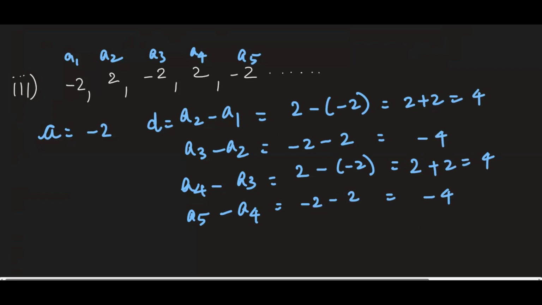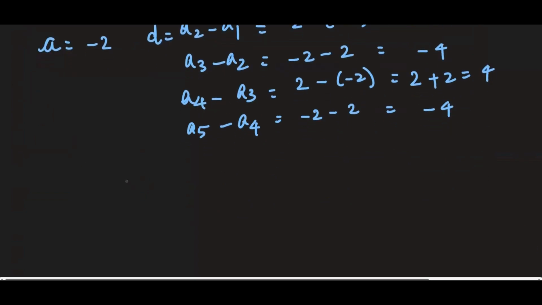But according to the definition, for a series to be an arithmetic progression, the D should be same. Okay, if it is 4, then it has to be a positive 4 throughout the series. If it is negative 4, then it should be negative 4 throughout the series. But here, if you notice, one is positive, one is negative, and so on.